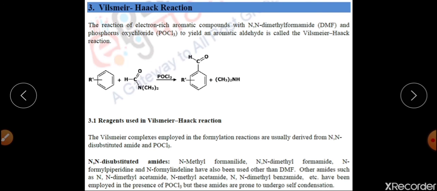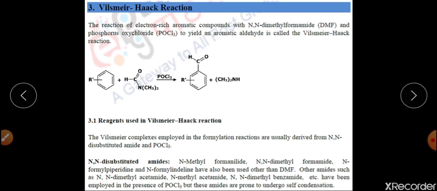Now the second reaction under this category is the Vilsmeier-Haack reaction. In case of Vilsmeier-Haack reaction, we generally use the activated aromatic compound, and that activated aromatic compound will be formylated. So again, this reaction is also a formylation reaction in which CHO group is being introduced on the activated benzene ring. And what is the activated benzene ring in this case?